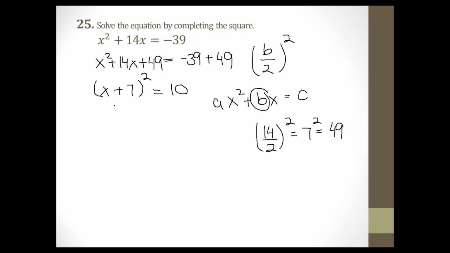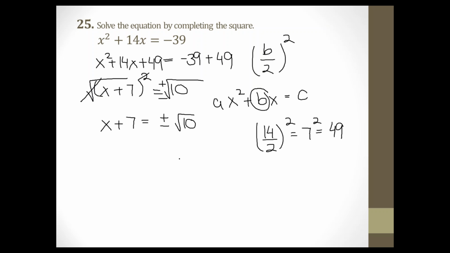Now we can apply the square root property. To get rid of this square, we could square root both sides, but when we do that, we get a positive and a negative answer. Over here, the square root and the square cancel each other out, and we are left with x plus 7. And then on the right side, we have positive or negative square root of 10.